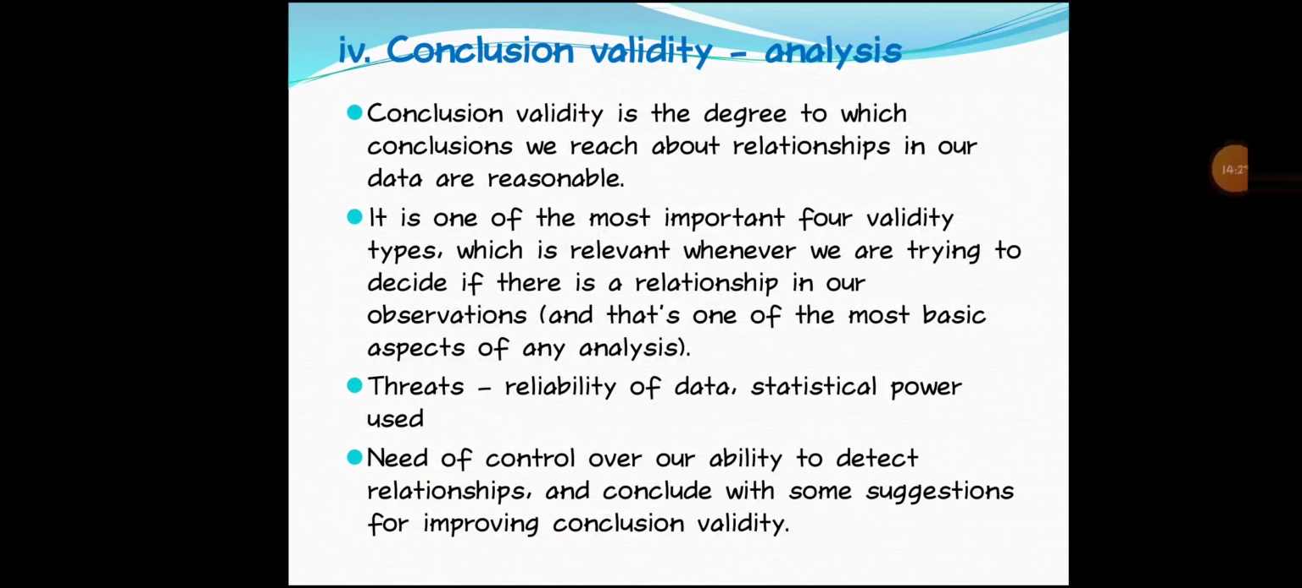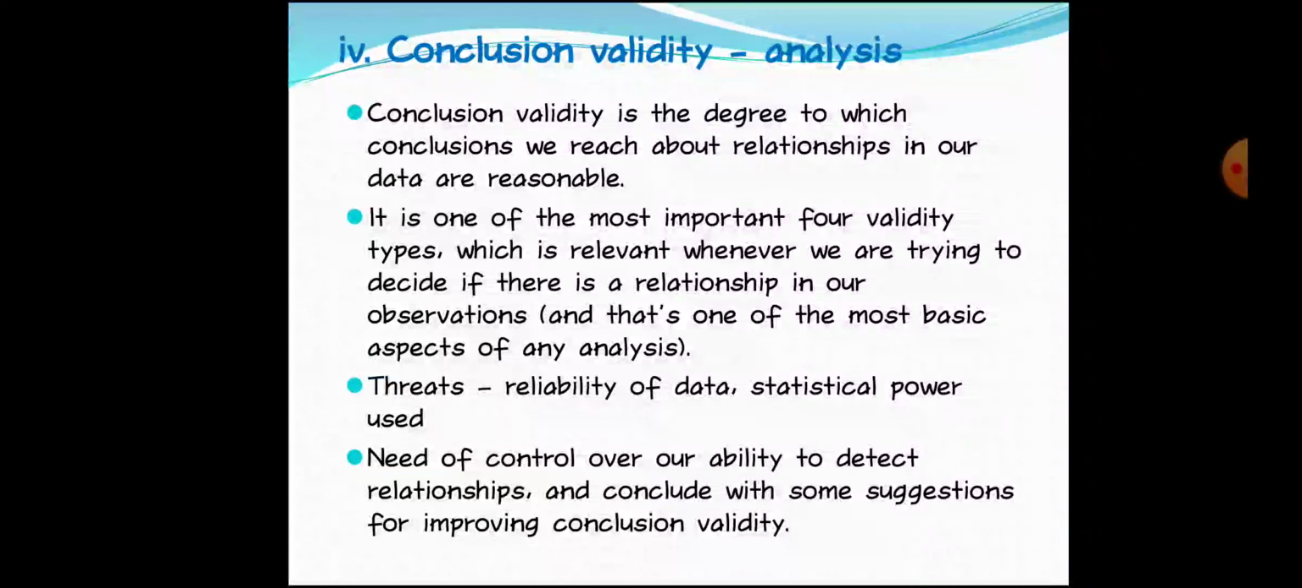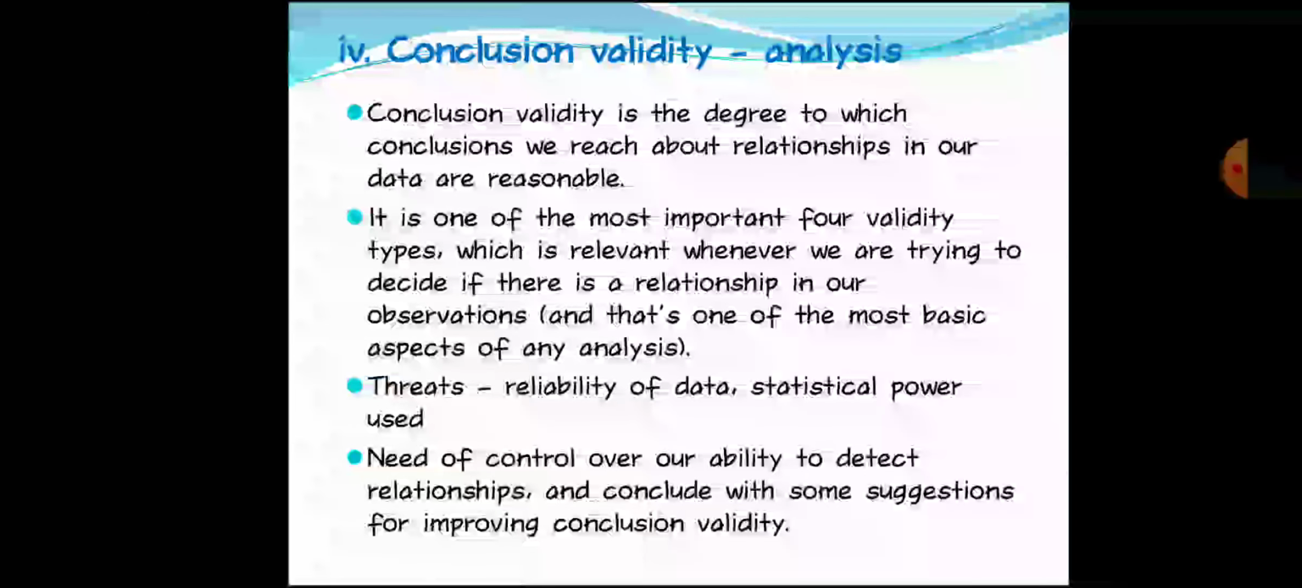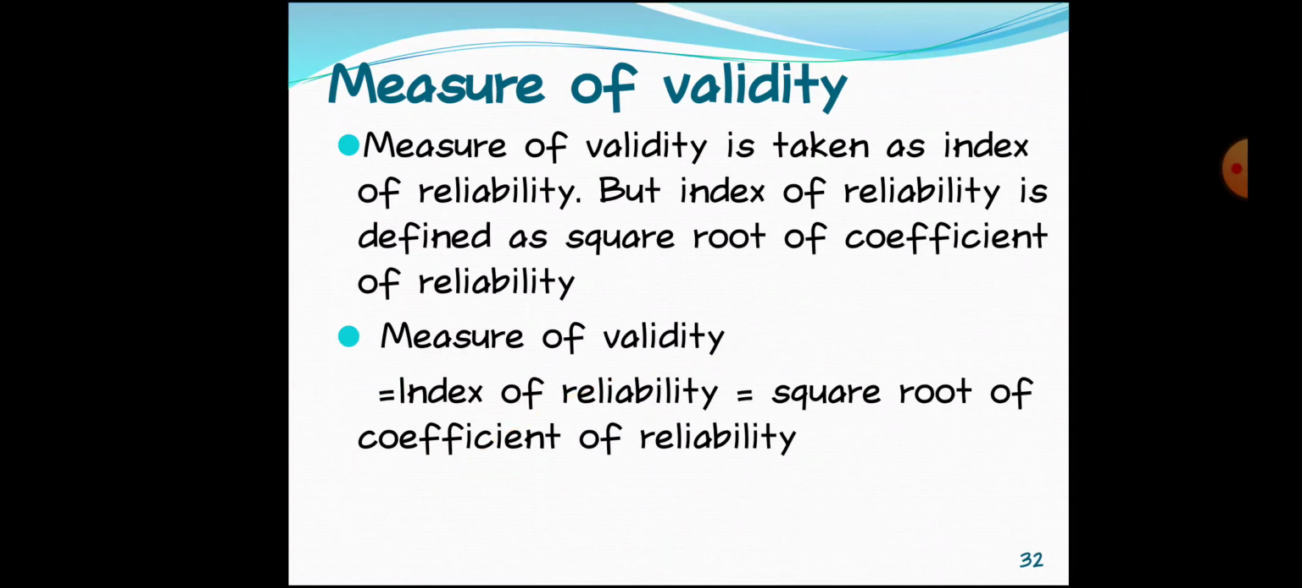Conclusion validity analysis. Conclusion validity is the degree to which conclusions we reach about relationships in our data are reasonable. It is one of the four most important validity types, relevant whenever we are trying to decide if there is a relationship in our observations, and that's one of the most basic aspects of any analysis. Threats: reliability of data, statistical power used, need of control over our ability to critique relationships, and concluding with some suggestions for improving conclusion validity.